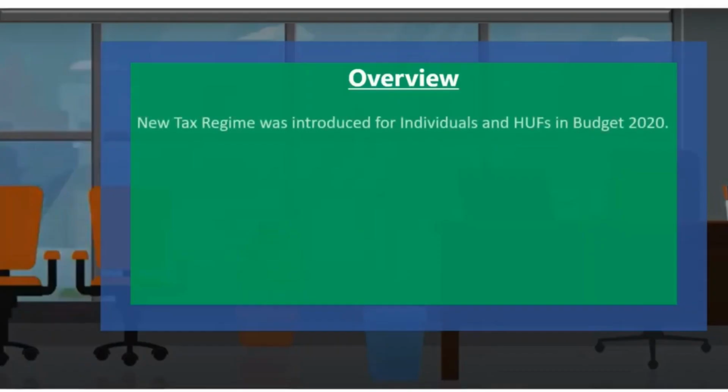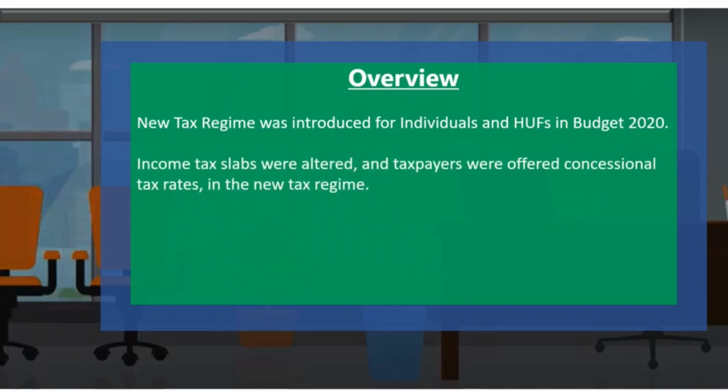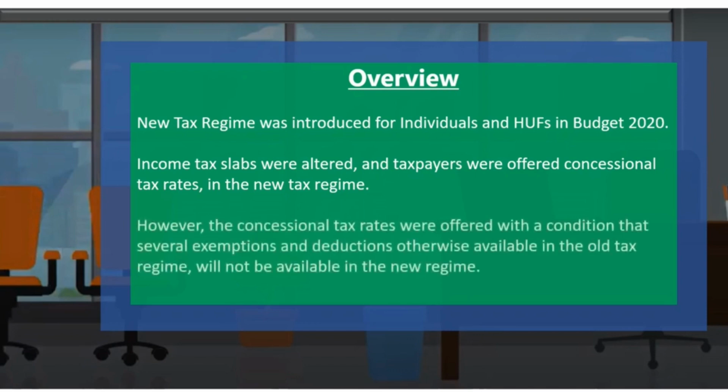New tax regime was introduced for individuals and HUFs in Budget 2020. Income tax slabs were altered and taxpayers were offered concessional tax rates in the new regime. However, the concessional tax rates were offered with a condition that several exemptions and deductions otherwise available in the old tax regime will not be available in the new regime.